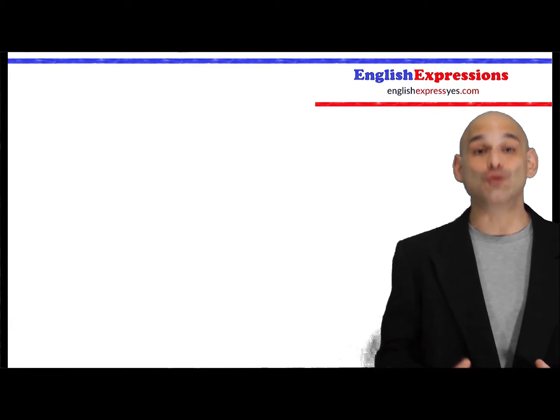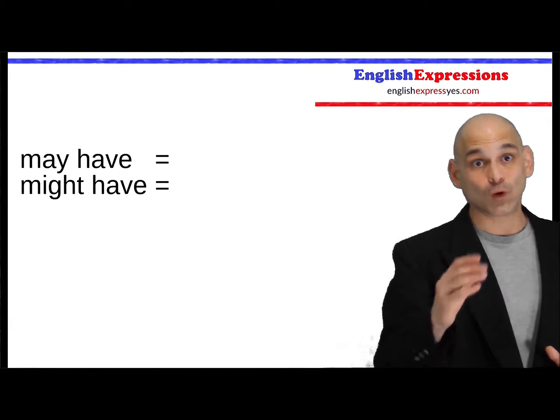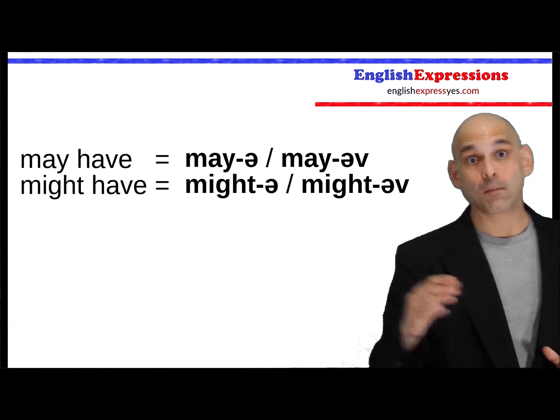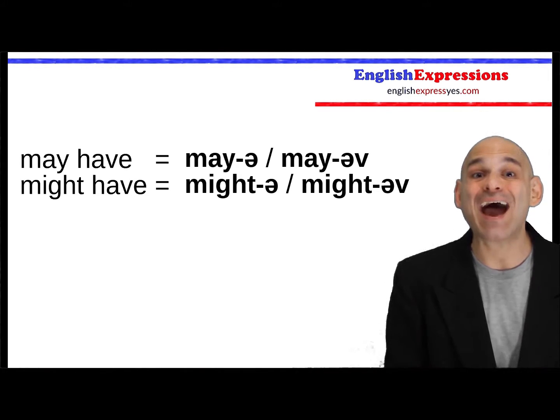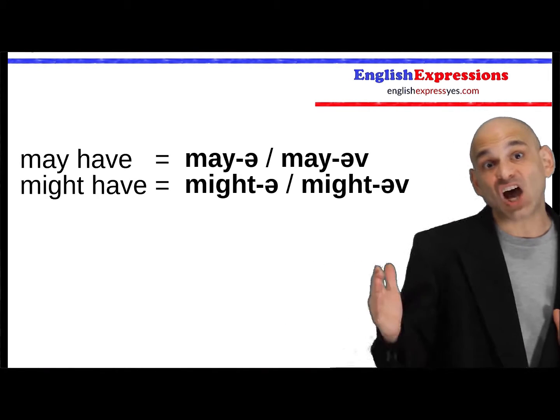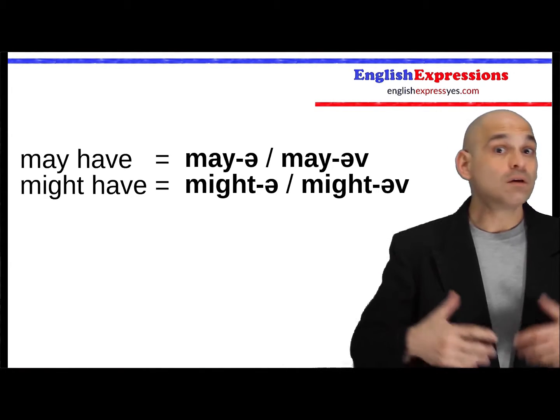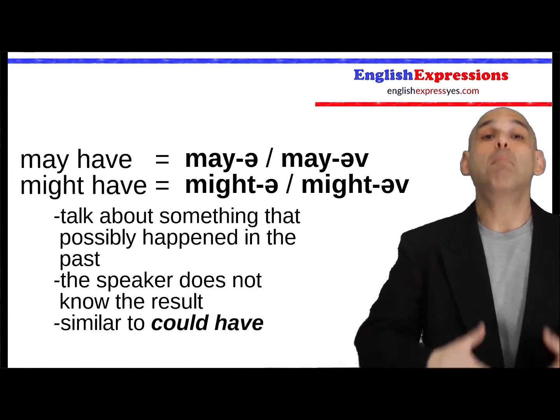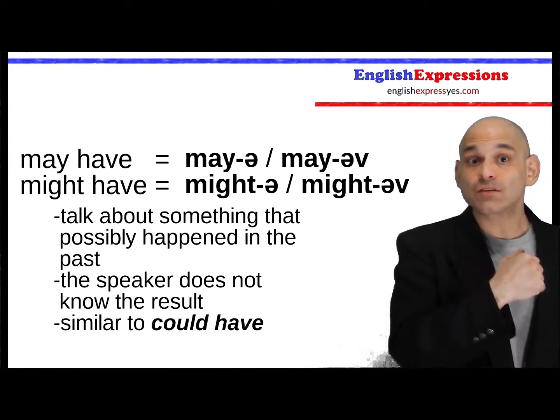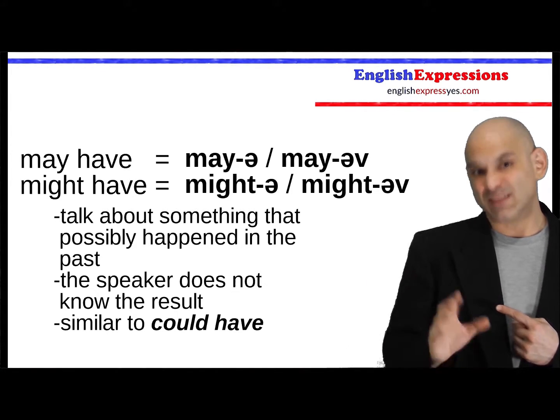Native English speakers also do this for may have, where we say maya or may have, and might have, where we say mighta or might have. May have or might have talk about something that possibly happened in the past. These are like could have in that sense.